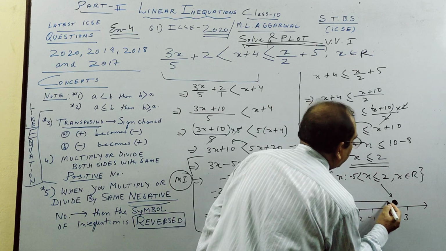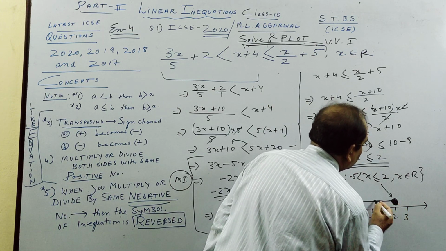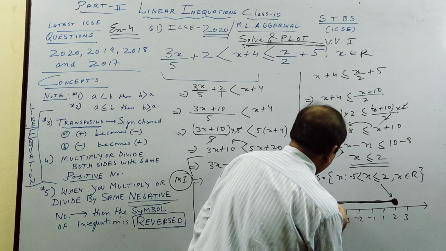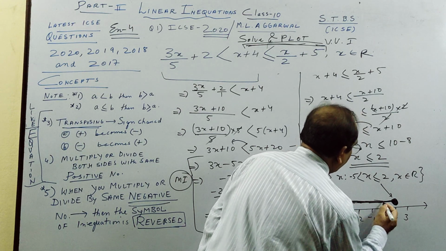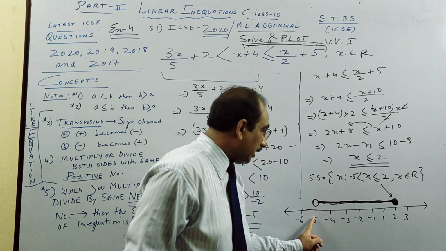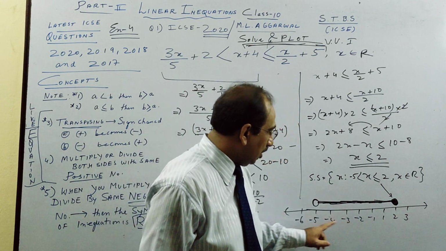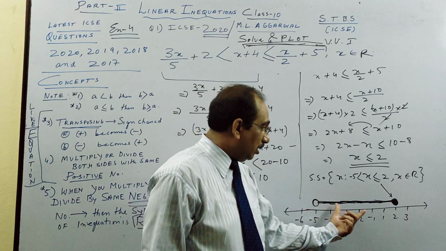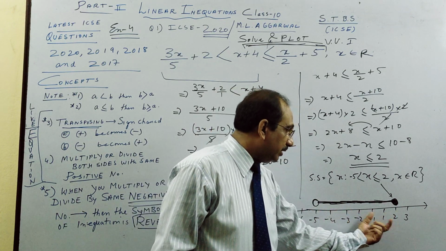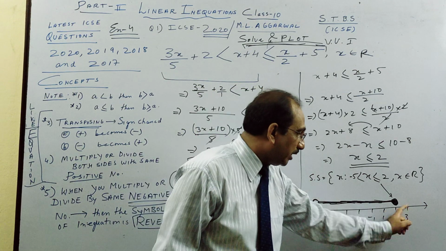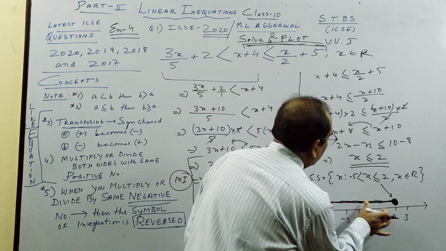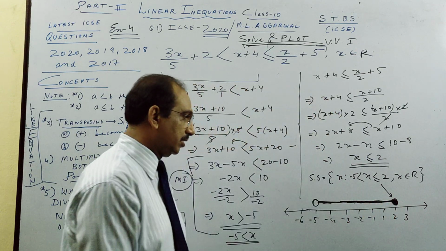And then you join it, a little up. Join it because these are real numbers, there are infinite numbers between them. So this will be a hollow circle, this will be a dark circle. There are infinite numbers between these two. And when taking extra, you have to take both the sides. So this is my plotting of your inequation.